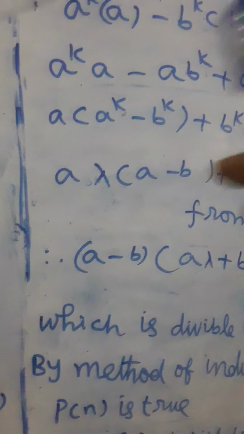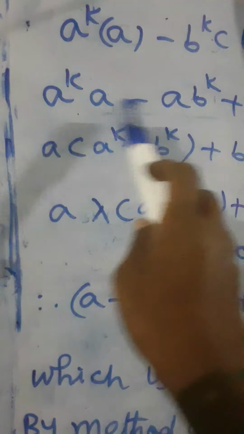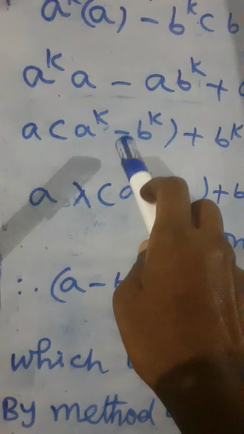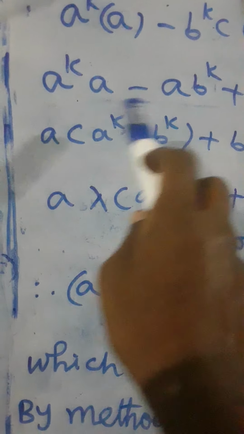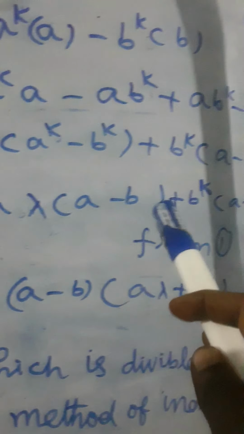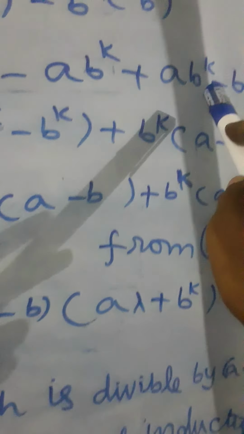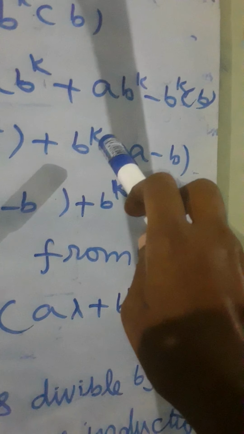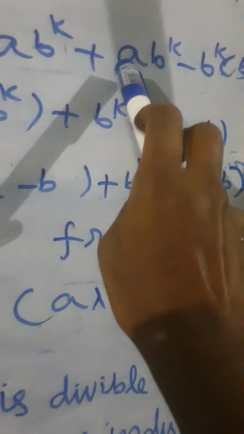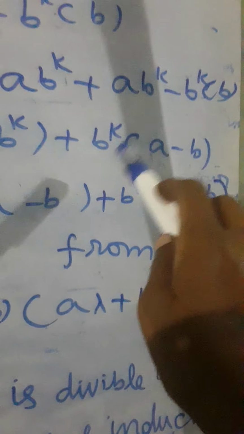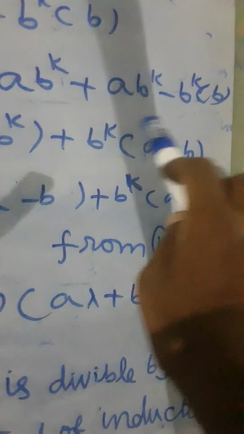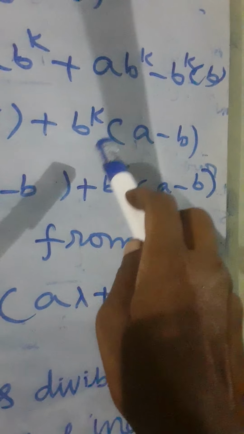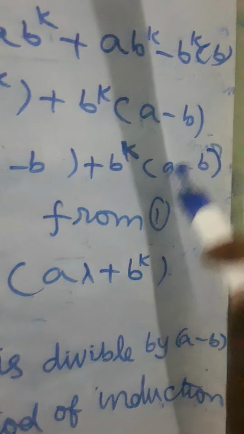Now we take a common outside in this bracket. A power k minus b power k inside the bracket, a can be taken outside. Similarly, plus b power k can be taken outside in this statement, b power k into a minus b. B power k goes outside, inside the bracket a minus b.